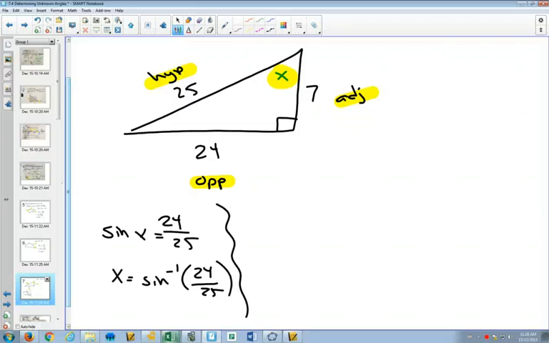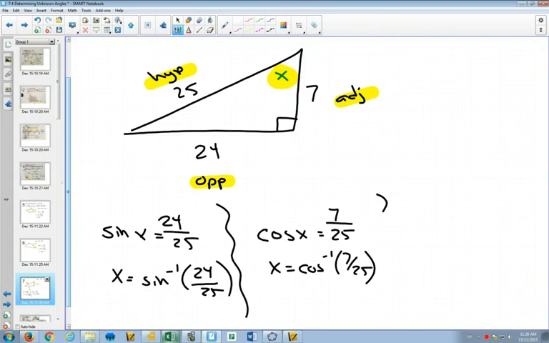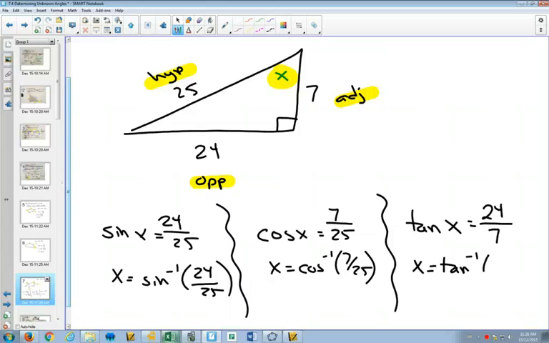I would like someone to do that on their calculator. I want someone else to say, I chose cos. So cos of x would equal the adjacent over the hypotenuse. The opposite of cos is cos inverse. I'd like someone to type that into their calculator. And finally, someone else decides to use tan. So tan of x is opposite over adjacent. The opposite of tan is tan inverse.